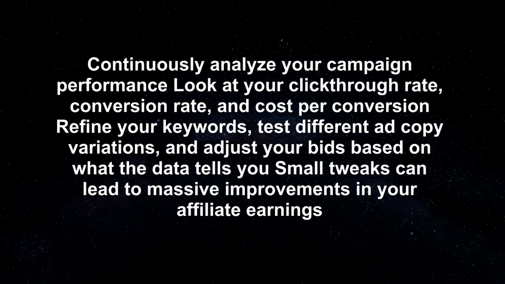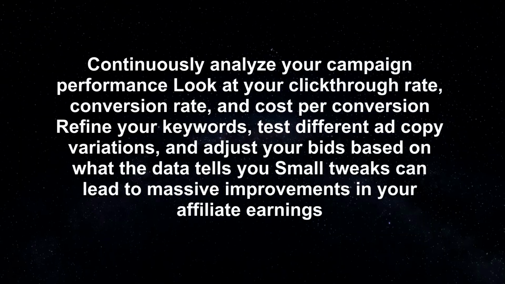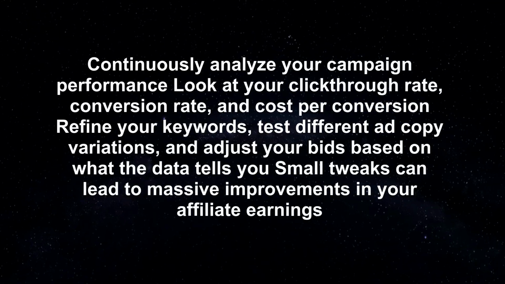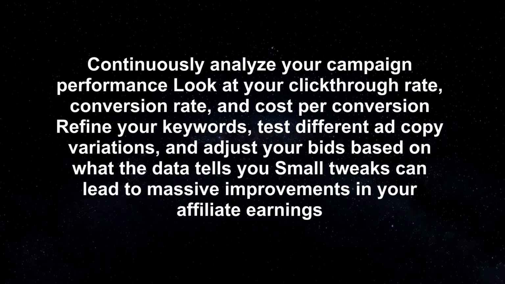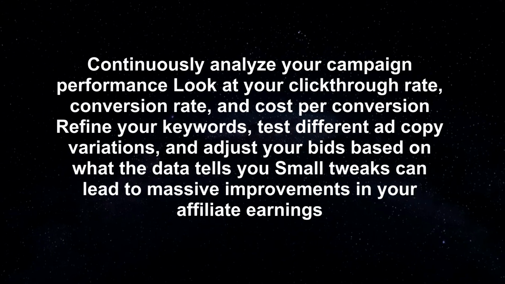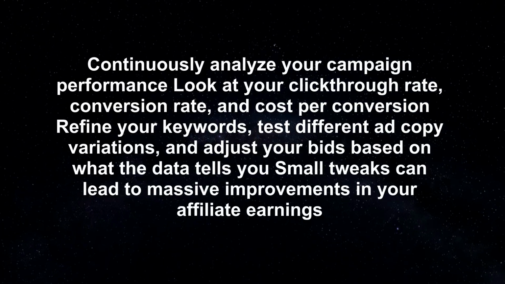Continuously analyze your campaign performance. Look at your click-through rate, conversion rate, and cost per conversion. Refine your keywords. Test different ad copy variations, and adjust your bids based on what the data tells you. Small tweaks can lead to massive improvements in your affiliate earnings.